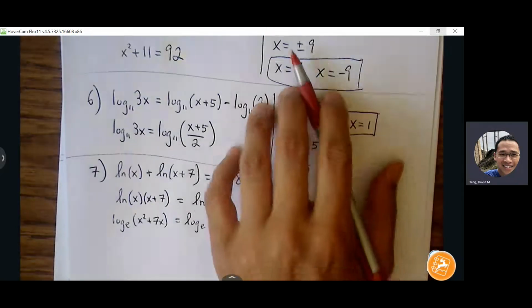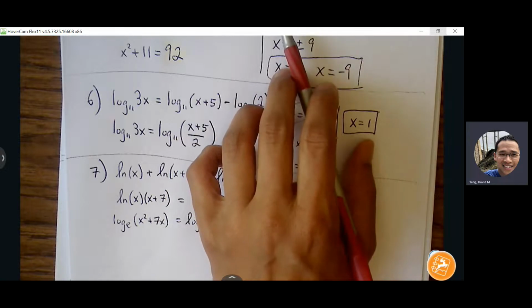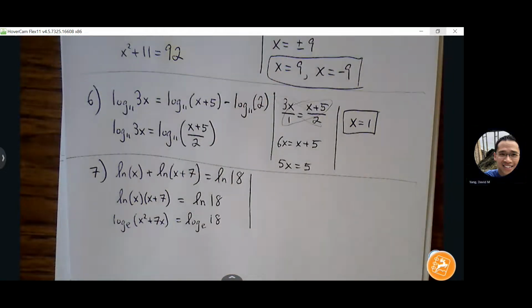Because there's no taking the square root. Whenever we take the square root of both sides of the equation, a plus or minus will show up.